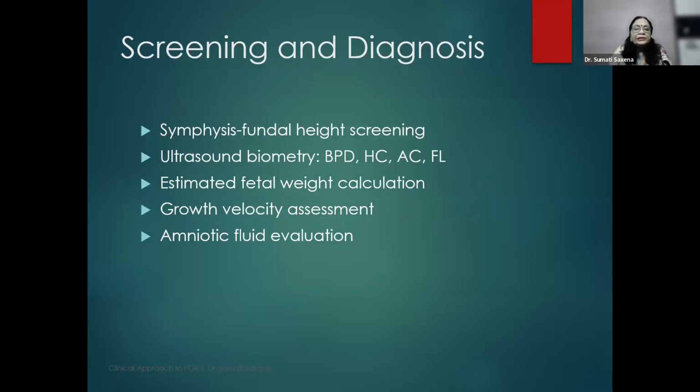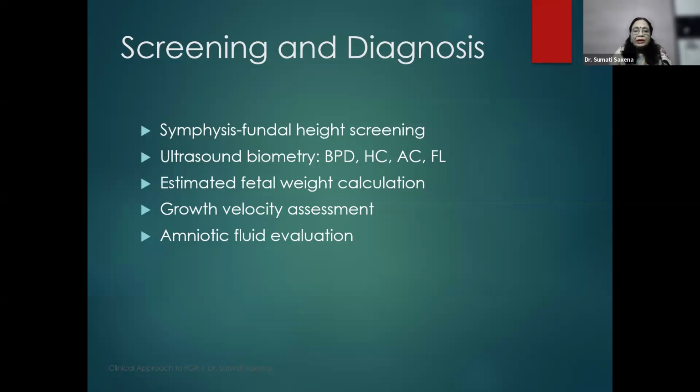So on clinical examination, symphysis fundal height screening is done, whether this is matching with the standard symphysis fundal height. If it is lagging behind by 4 weeks, then it is FGR, and you have to confirm it by ultrasound. Then in ultrasound, you have to look for biparietal diameter, head circumference, abdominal circumference, femur length, and you have to calculate the estimated fetal weight, by which you will come to know about the growth percentile, and the diagnosis of FGR is made.